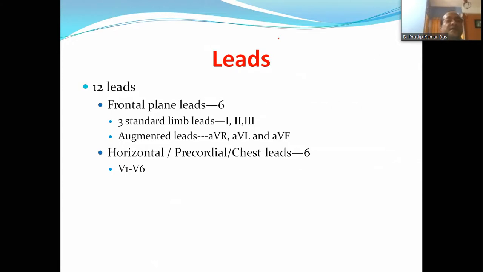So we usually perform a 12 lead ECG. It acts on two planes, frontal plane and horizontal plane. Frontal plane is composed of 6 leads. Three are standard leads, 1, 2, 3, and 3 are augmented leads that augment the voltage, and 6 are horizontal or precordial or chest leads, that is from V1 to V6.